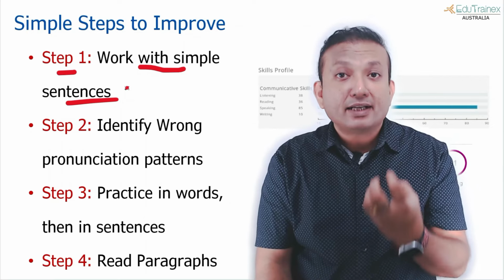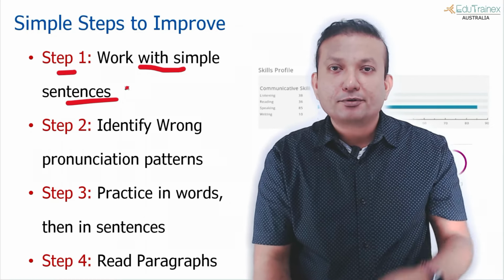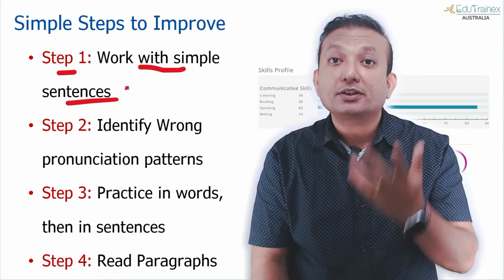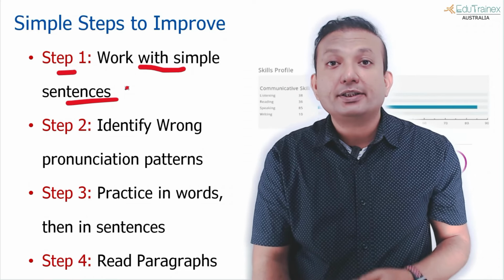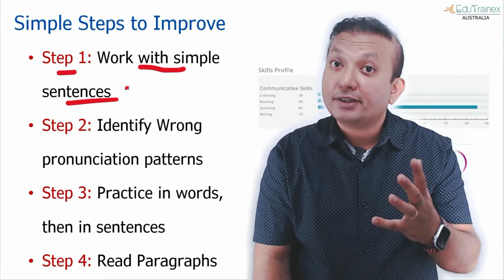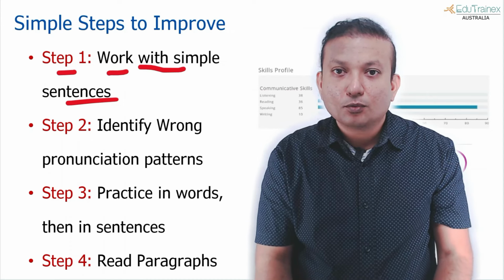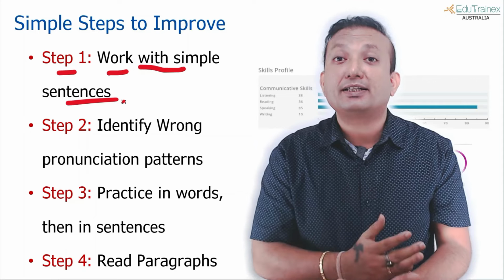Gradual increase. This is a language we are talking about. Can't be improved overnight. We can't start getting from 60 to 90 overnight. Unless you have everything sorted, you just need guidance. But that's not the case with most of us. So I'm very, very serious about this technique, and I was very, very upset about these kind of videos from the internet. So work with simple sentences, start from words, perfect the words, then move on to sentences.